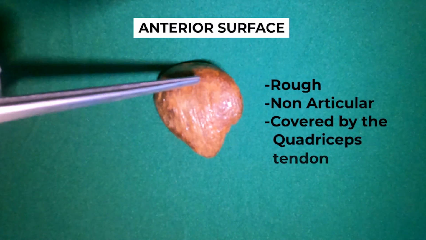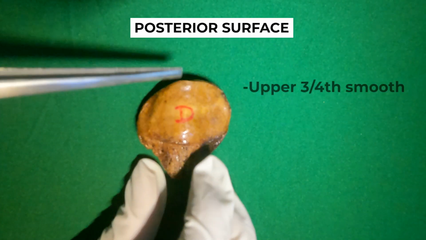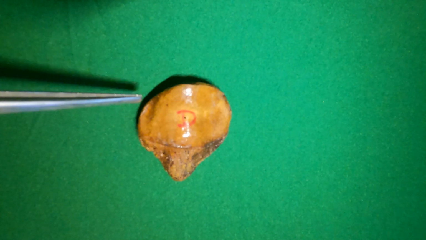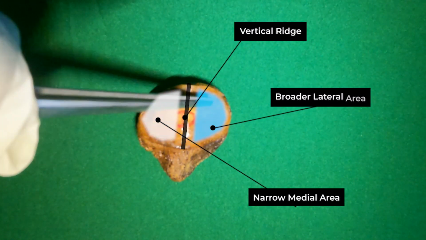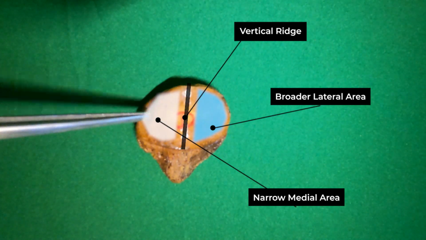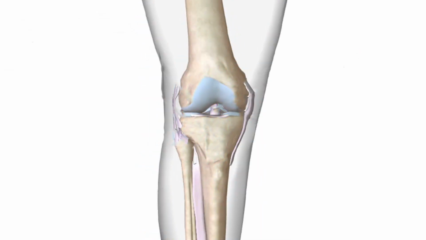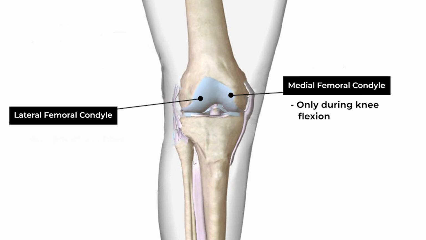Let's take a look at the surfaces. Anterior surface is rough and non-articular. It is covered by the quadriceps tendon. Upper 3/4 of the posterior surface are smooth and articular. This surface has a vertical ridge dividing it into a narrow medial area and a broader lateral area. The narrow medial surface is further divided into two vertical strips. The most medial facet is in contact with the medial femoral condyle only during knee flexion. The larger lateral facet is in contact with the lateral condyle throughout all phases of knee joint movement.